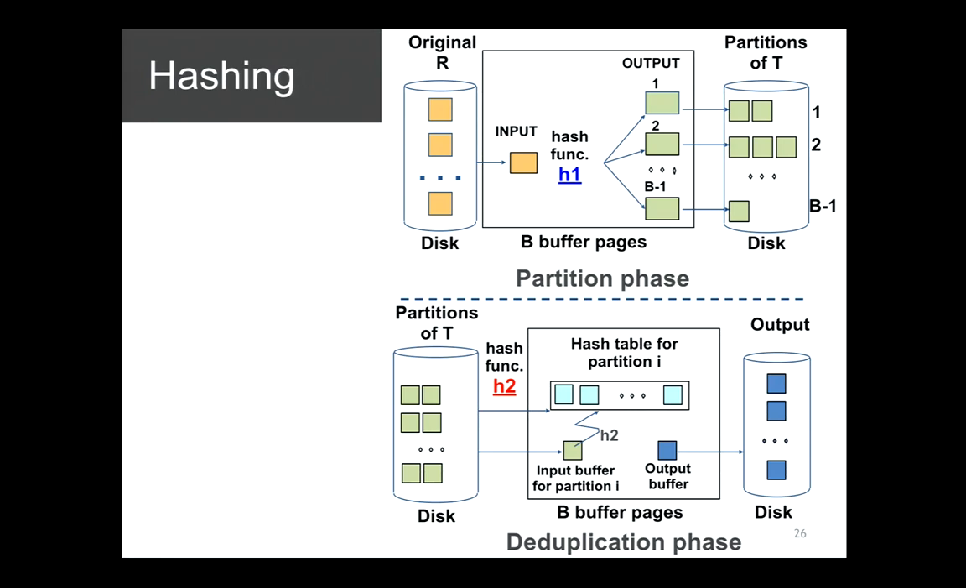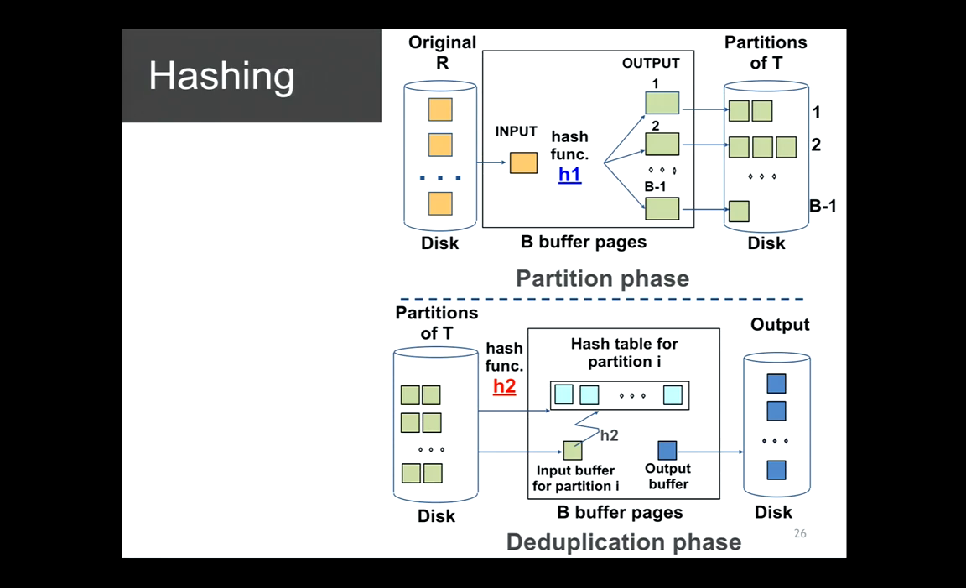As and when these records come in, you hash with H2 and put them into your hash table data structure. Once the whole partition has been seen, what this hash table contains is the deduplicated set of records for the projection list. So now you can just stream it out to the output buffer, and that basically means you have deduplicated the partition Ti. You can repeat this for every other i.